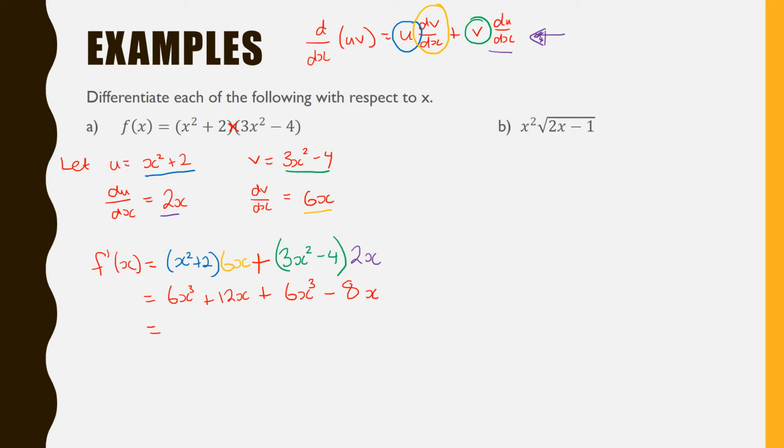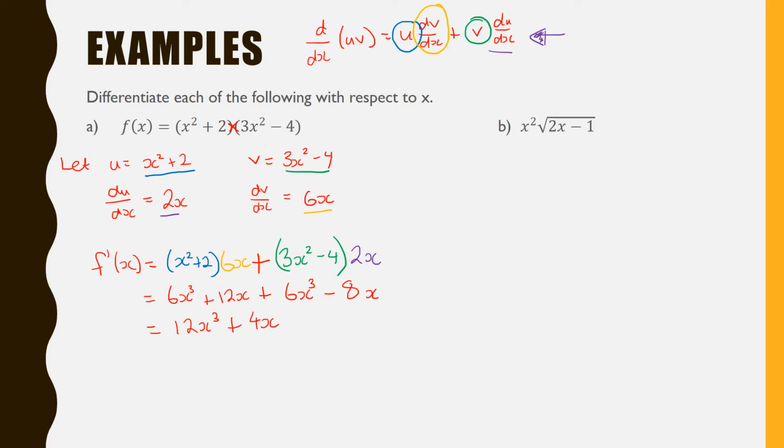Collecting like terms, 6x squared plus 6x squared is 12x cubed. Sorry, 12x minus 8x is plus 4x. And this is our final answer. Okay, now the second one, and it is entirely up to you how you think about this. So that's how we've worked that out, using the product rule.